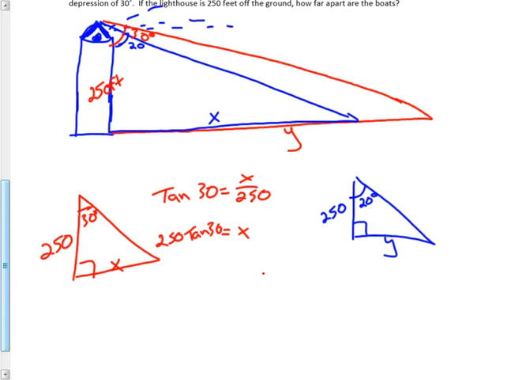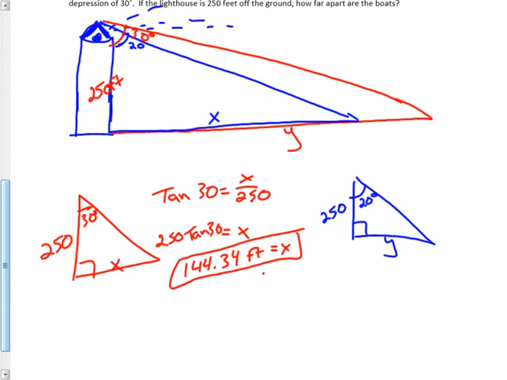Now there's a lot of ways that you can do this. If you remember what the tangent of 30 was, you can just use the fact that the tangent of 30 was the square root of 3 over 3. But if you don't remember that, then go ahead and just use the decimal. Take 250 times the tangent of 30, and I'm okay with that too. You get 144.34. We're talking in feet here. The lighthouse was in feet, so this is going to be in feet as well. So the first boat is that far away from the lighthouse.